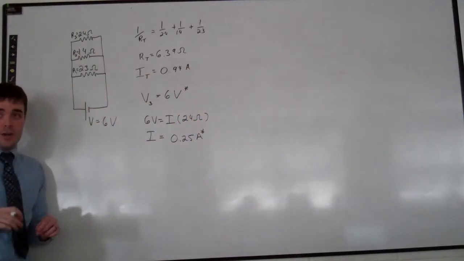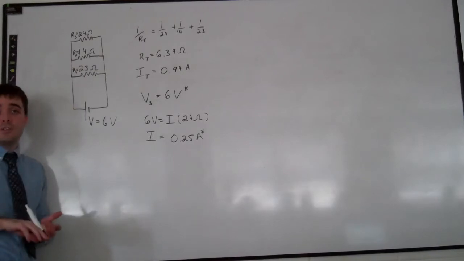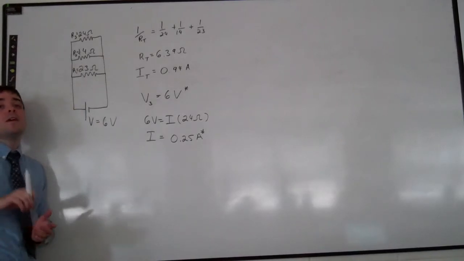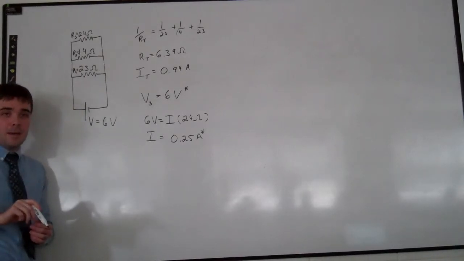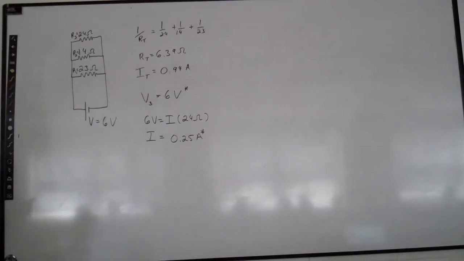So in a parallel circuit, the voltage stays the same through each branch. In a series circuit, the current stays the same. Why don't you write that down at the top of your paper. Series, current stays the same. Parallel, voltage stays the same.